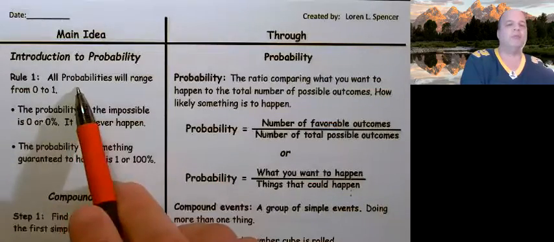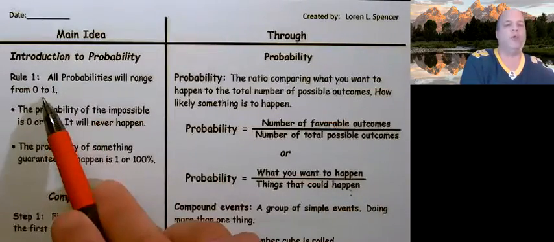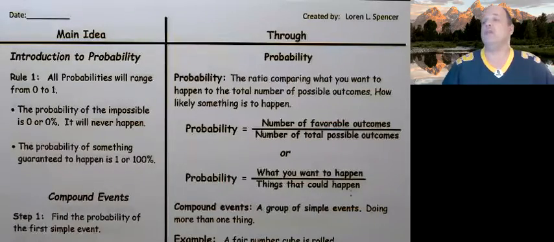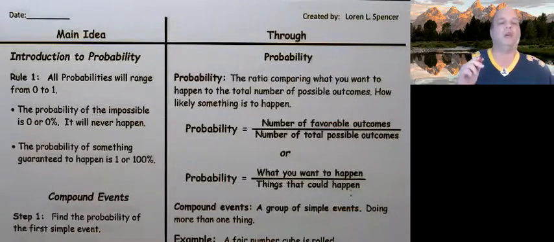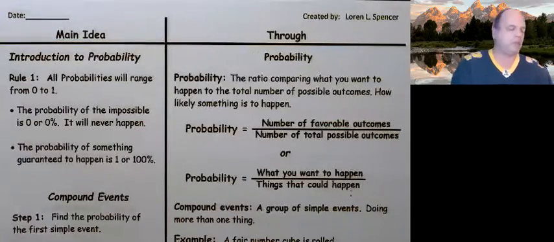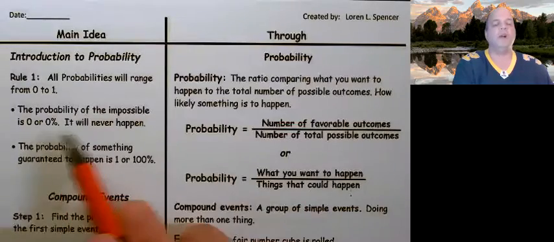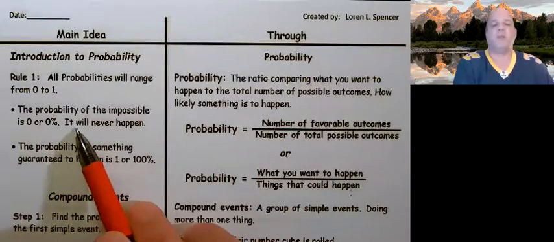Please note, probabilities will range from 0 to 1. In other words, you'll never have a probability that's negative, and you should never have a probability greater than 1. If you do, you made a mistake. So it can be as low as 0 or as high as 1 and anything in between. If you get a probability of 0, it means it's never going to happen. There's no chance of it occurring.